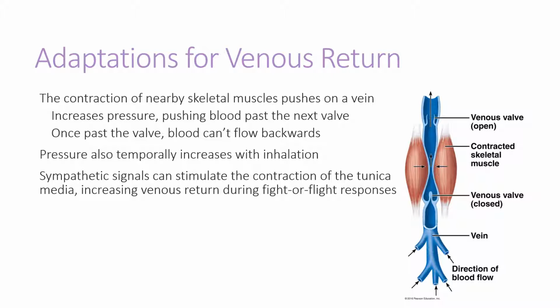In addition to that, during times of sympathetic responses, sympathetic neural signals can stimulate the contraction of the tunica media in the veins. Even though there's very little tunica media in the veins, as it contracts, it does increase pressure and increases venous return during fight or flight responses.